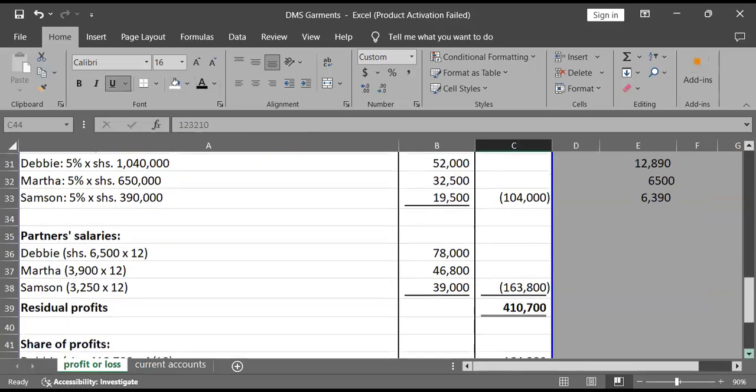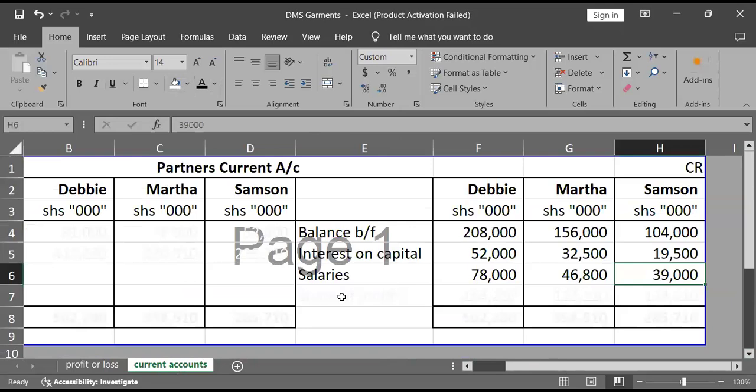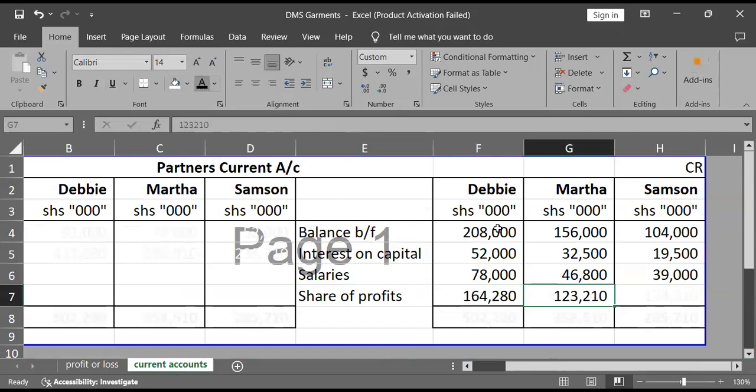And then after that, we also shared profits for them. We gave them the residual profit. So if we are to give them also more money, this would be the money that we would be giving them. So Debbie, we're going to come and show our share of profits. Debbie received 164,000. Martha received 123. And Samson also received 123.